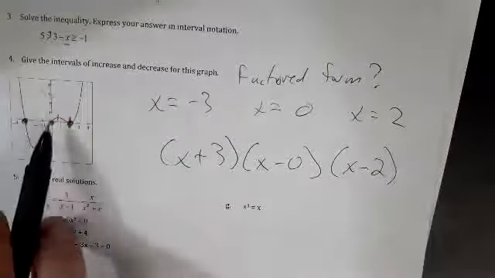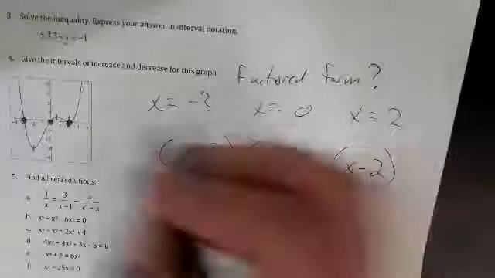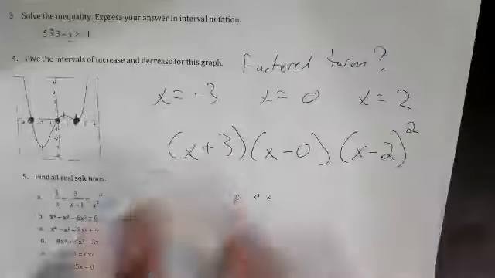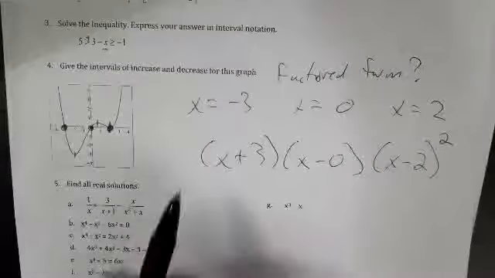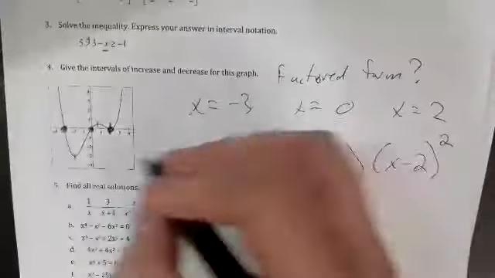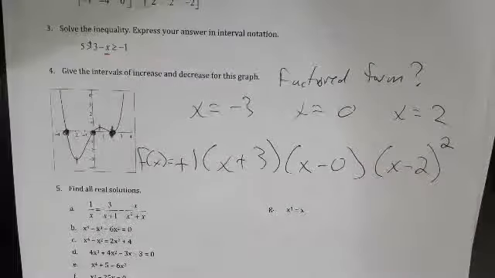And then the other thing we got to look at is that it hits the vertex and then goes the other way. It looks like a square happening there. And what about my leading coefficient? Is it positive one or negative one? Positive one. And this is what my function should be.